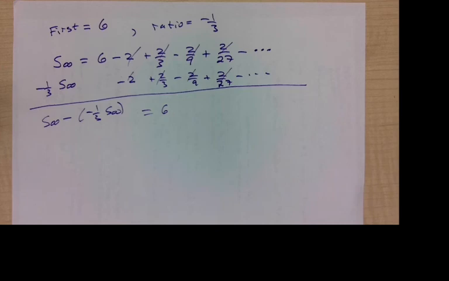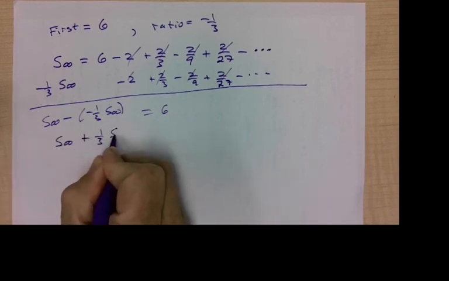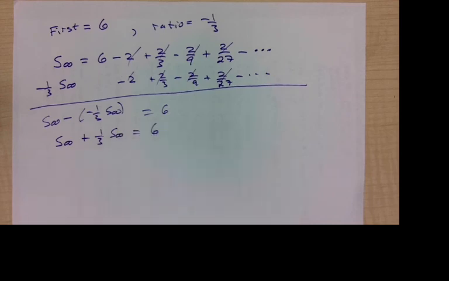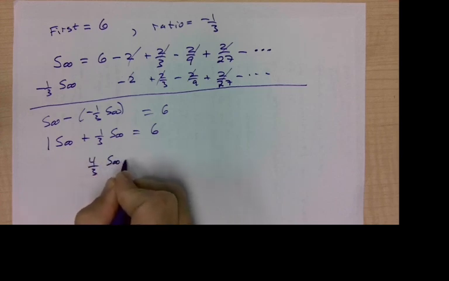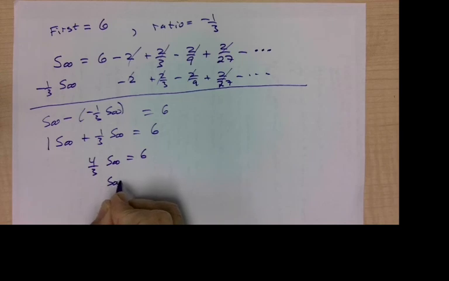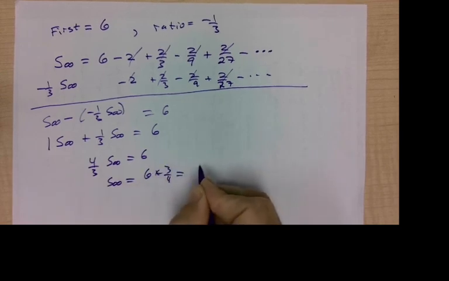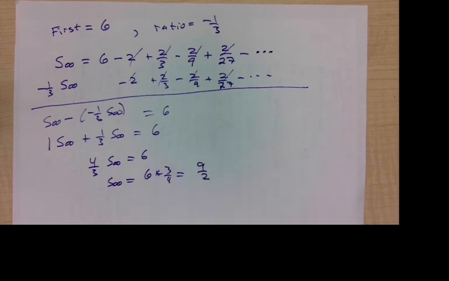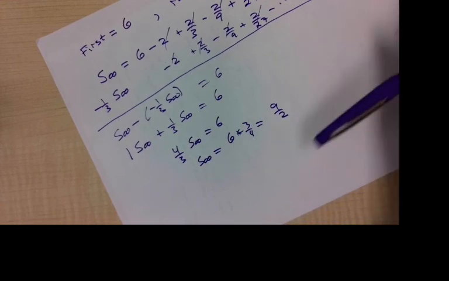S infinity minus negative 1/3 of S infinity is S infinity plus 1/3 of S infinity, which equals 6. That's 1 S infinity plus 1/3 of S infinity, which is 4/3 of S infinity equals 6. So S infinity is 6 times 3/4, which is 18/4, or 9/2. Now I did not use the rule that I gave you on the previous page. I wanted to go ahead and do that using analysis, and we did that.